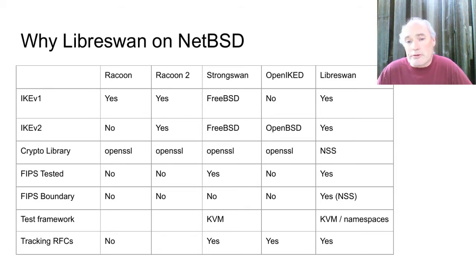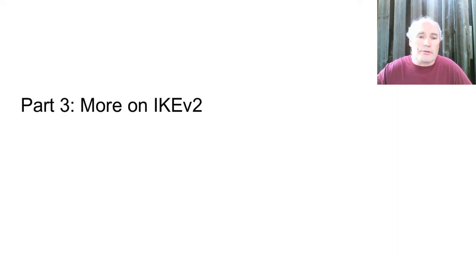The last one is trying to keep track of RFCs. And there, strongSwan, Libreswan, I'll give them a yes. OpenIKED, I think it is, but it's kind of hard to tell. Because I noticed it only recently seemed to add it. But I think it's progress there. Again, horses for courses. So, now, part 3, let's have a little bit more of a look at IKE v2.